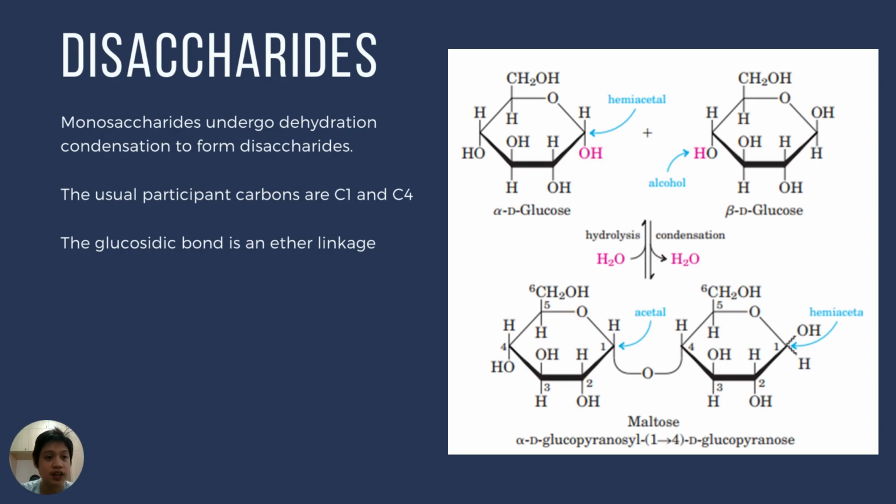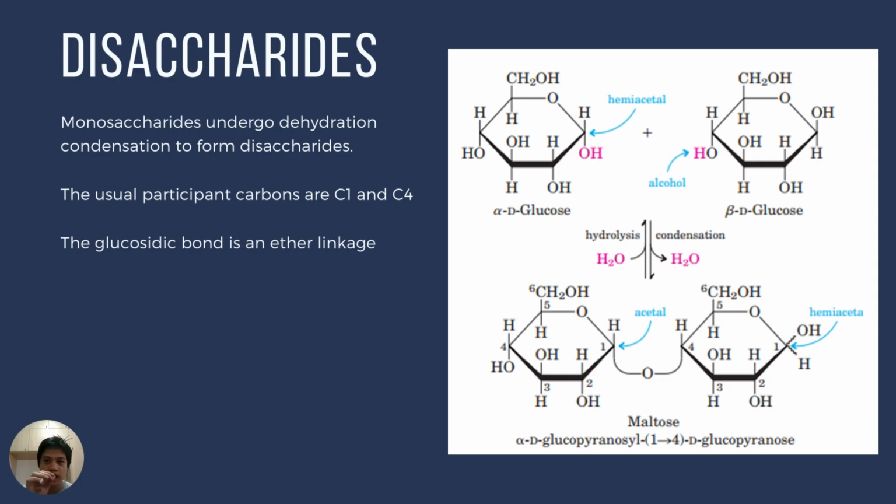Next, let's discuss disaccharides. So disaccharides are monosaccharides that undergo condensation to form disaccharides. And what is the particular form of condensation? It's a dehydration condensation. So, the usual participant carbons in the bond are carbon number 1 and carbon number 4. And the bond that is formed is called a glucosidic bond, which is in essence an ether.